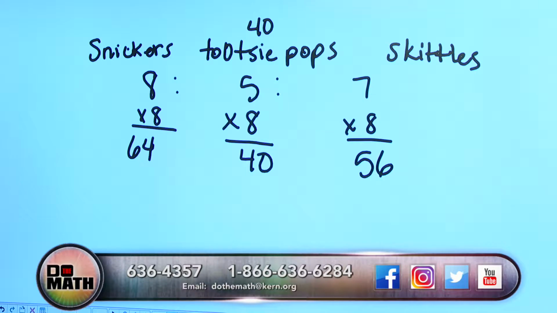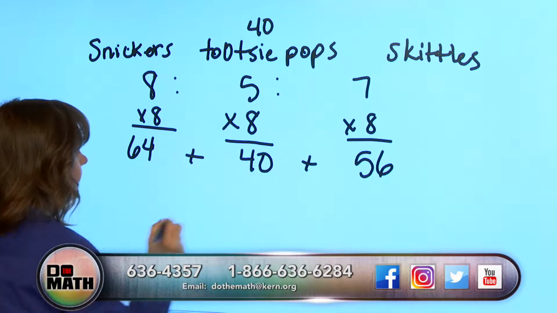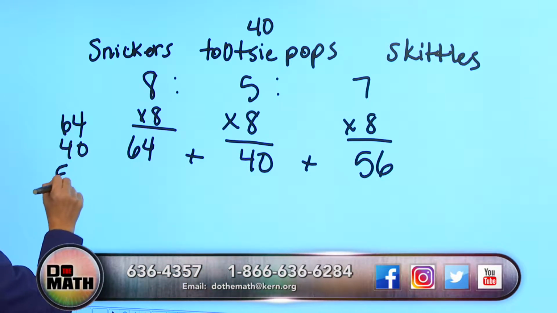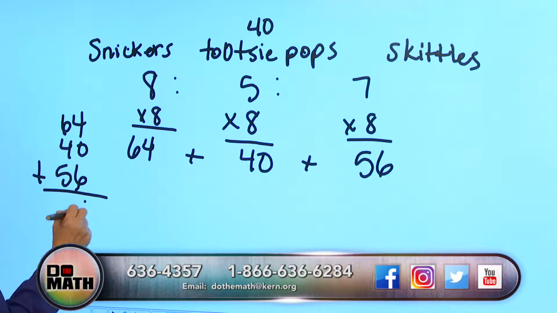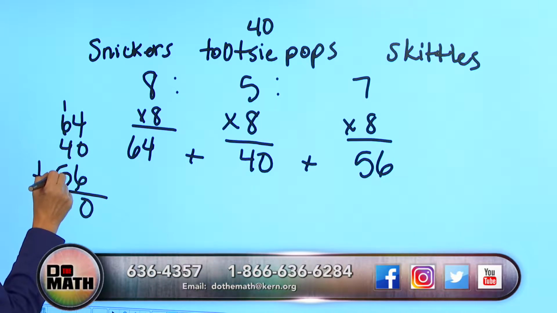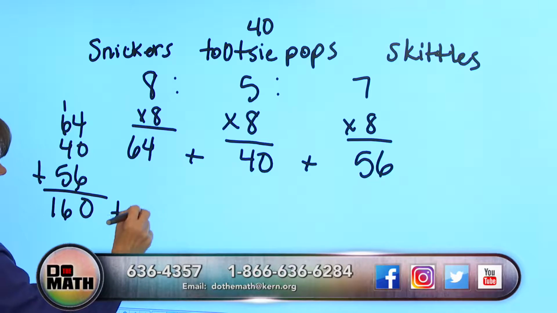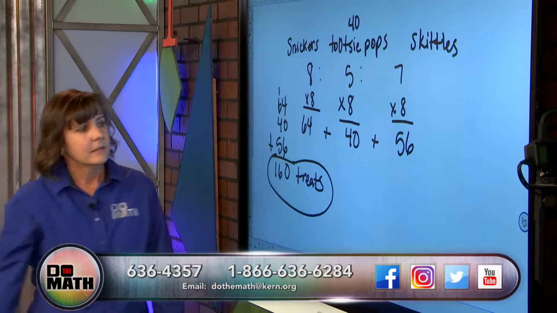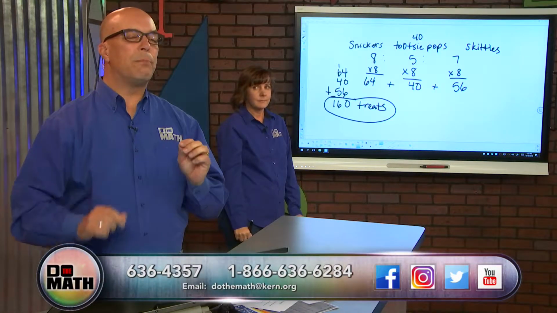And the question is how much total candy is in the bag, which means we need to add it all up. If we're adding it, we would usually add it like this, vertically, and we get 160 treats. All right, nicely done.